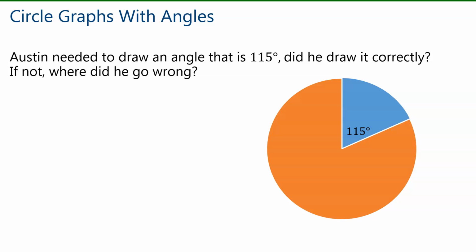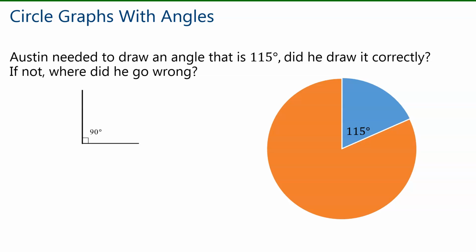Now in the next example, Austin needed to draw an angle that is 115 degrees. Did he draw it correctly? And if not, where did he go wrong? Well, without even using a protractor, I can look at that angle and see that that angle is not 115 degrees. I know that a 90-degree angle looks like this, and since 115 degrees is greater than 90, it should definitely be bigger than that.